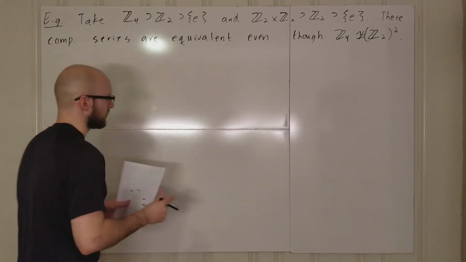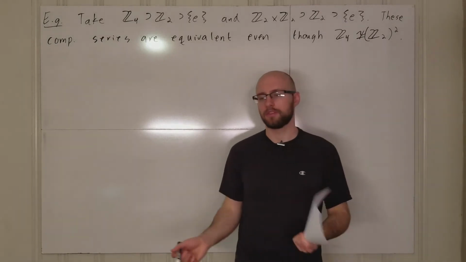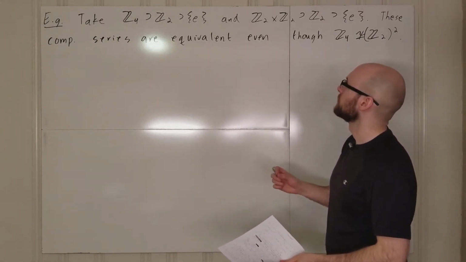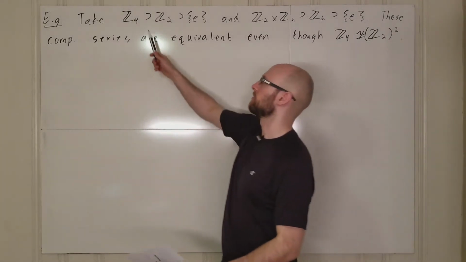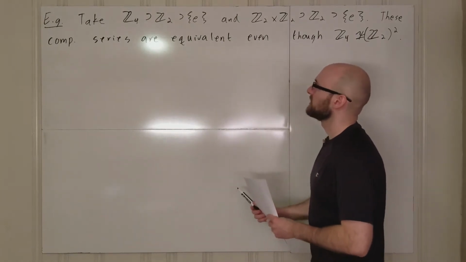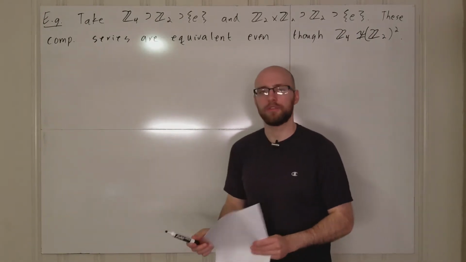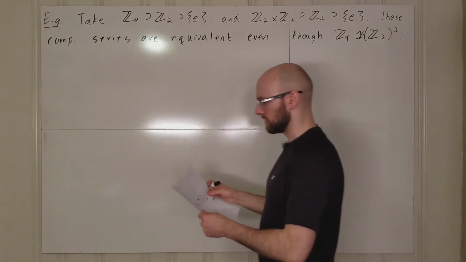And so you might think, okay, well, what's the use of having this definition, if you can have two composition series which are equivalent even though the underlying groups are different? It appears that this is a weak enough condition that we can actually do things that are interesting. And so here's an example of something that's interesting.